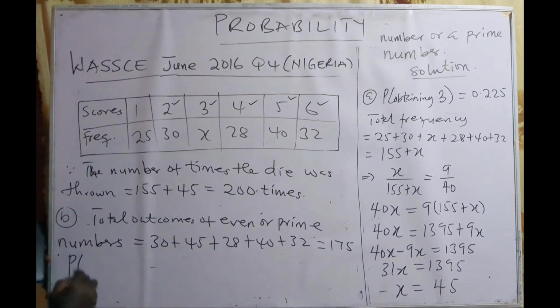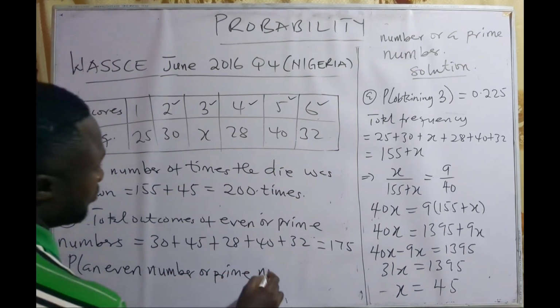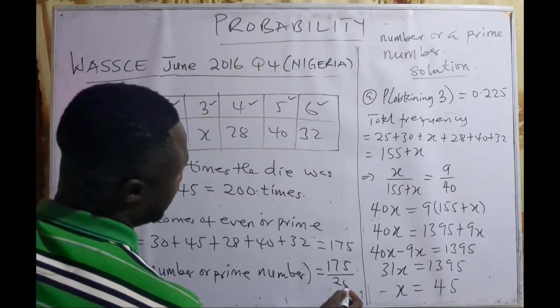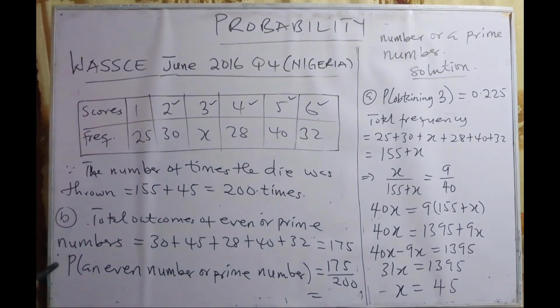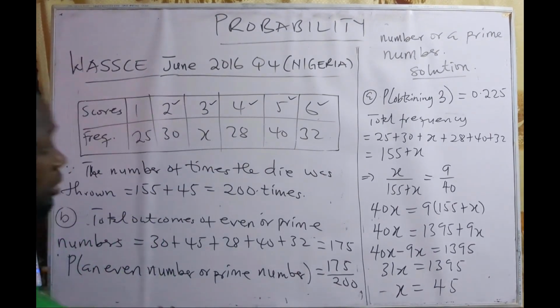Therefore, the probability of an even number or a prime number is going to be 175 divided by 200. What do we do with 175 over 200? That will be 7 over 8. Let me write it here. So the probability of an even number or a prime number is 7 over 8. I believe that is clear.